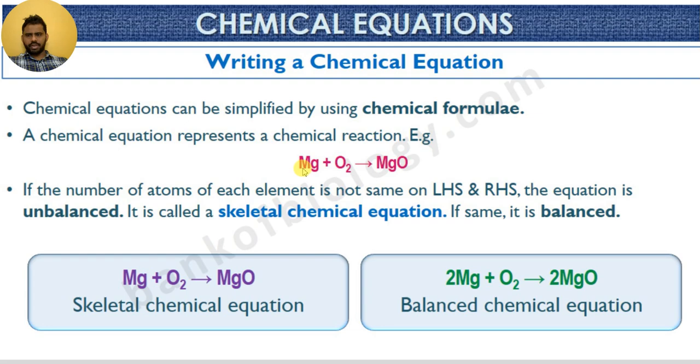So we see that magnesium has, see, this is not balanced. Magnesium has one, magnesium has one. Magnesium is balanced. Oxygen has two atoms, but here oxygen does not have two. So what do we do? We add a 2 in front of MgO. 2 MgO. So now oxygen is balanced, but magnesium becomes 2. We need magnesium 2, so we add a 2 here as well. 2 Mg plus O2 gives 2 MgO. So this is a balanced chemical equation. 2 atoms of Mg, 2 atoms of Mg, both on LHS and RHS. Oxygen has 2 atoms, and here oxygen also has 2 atoms. So this is an example of a balanced chemical equation.